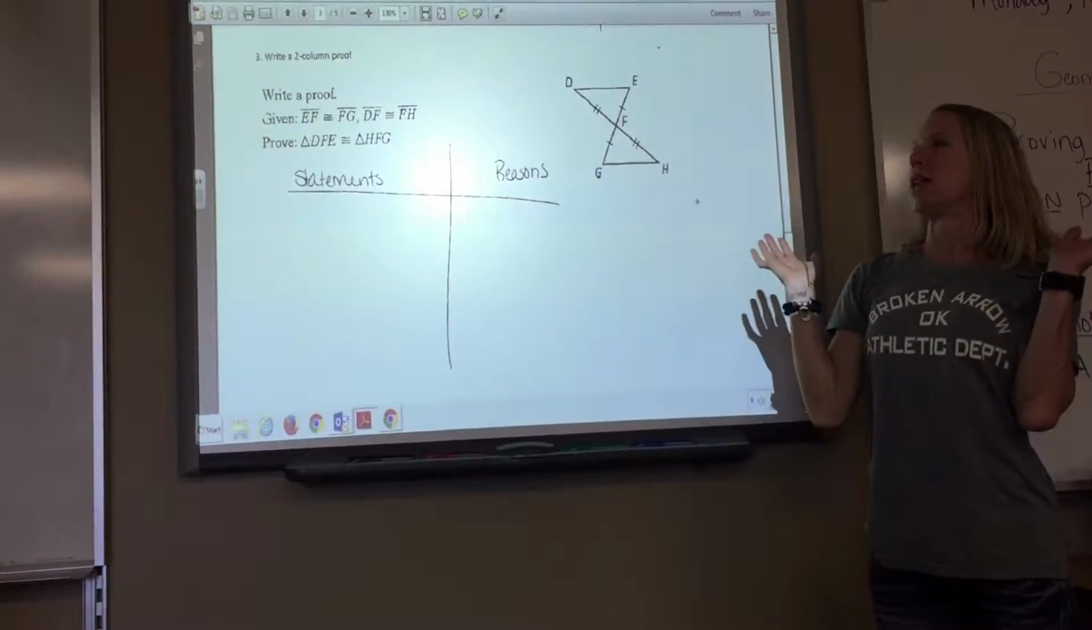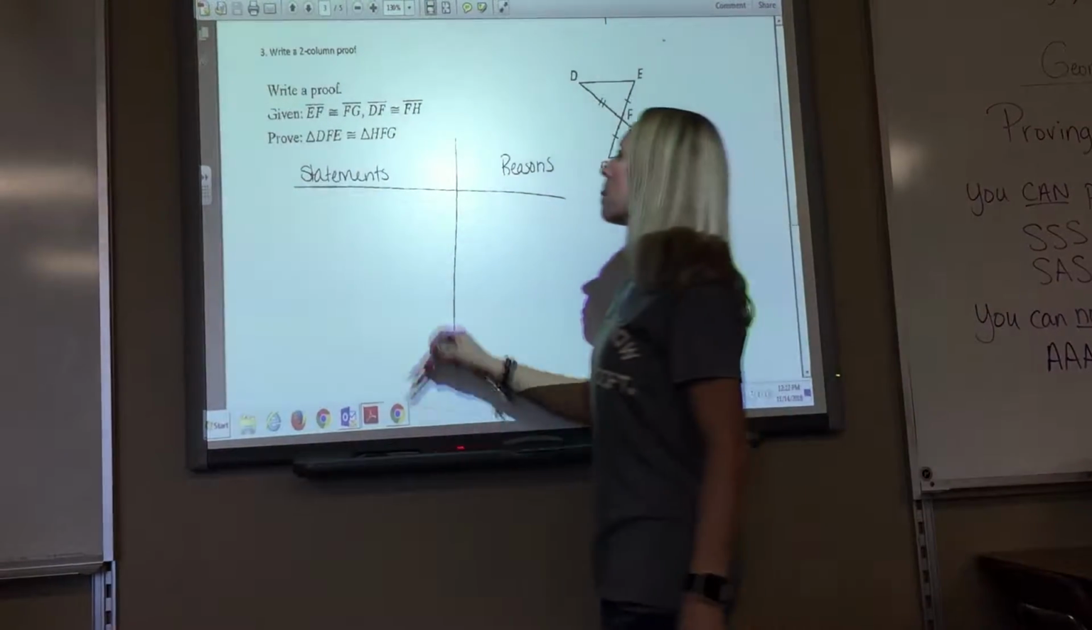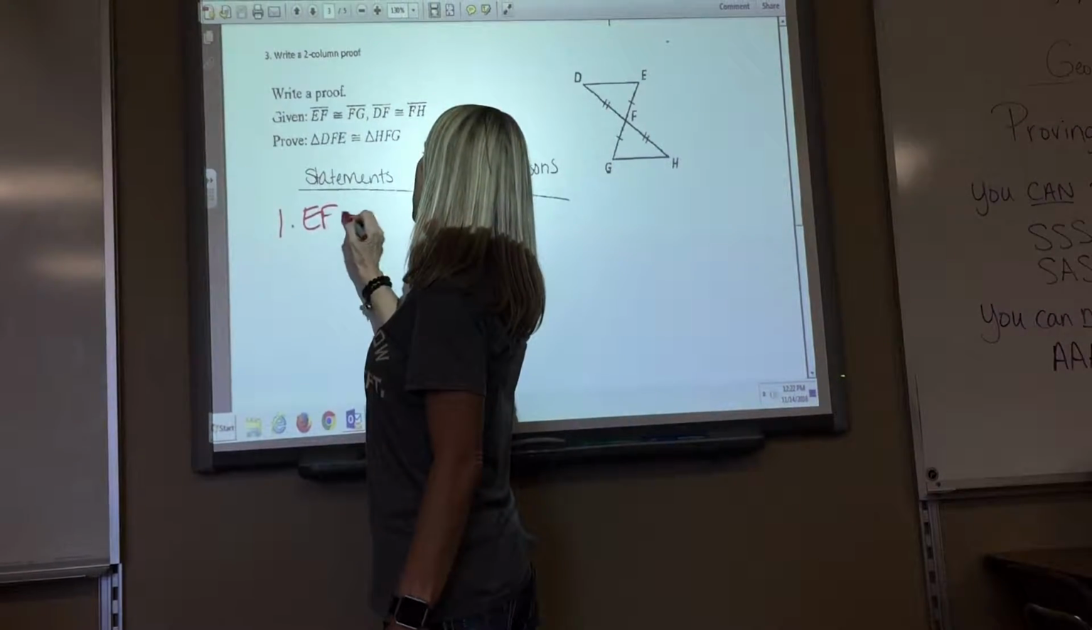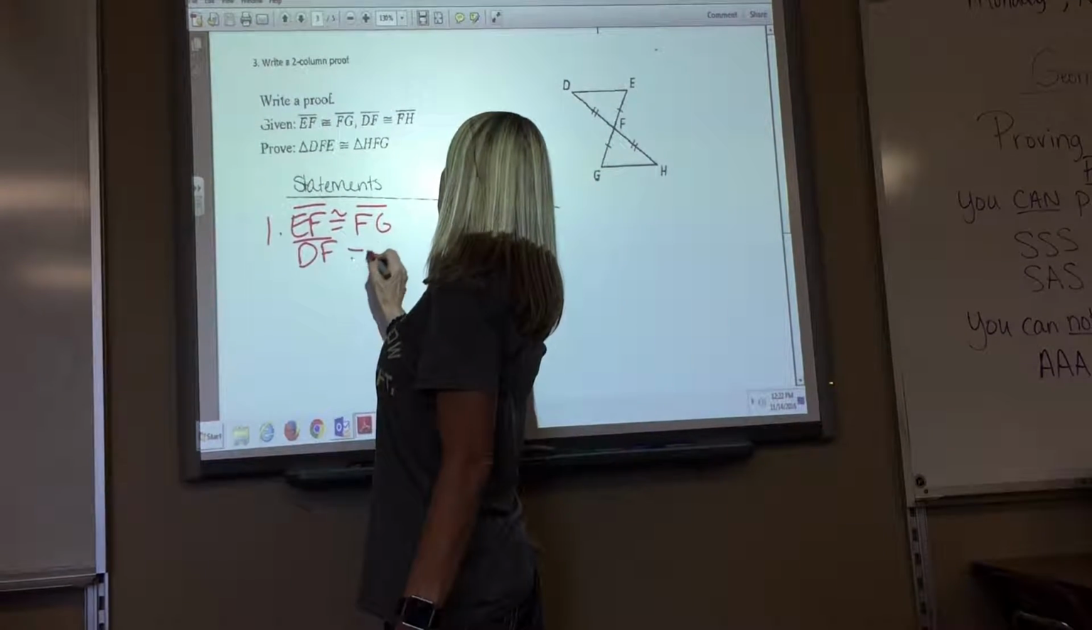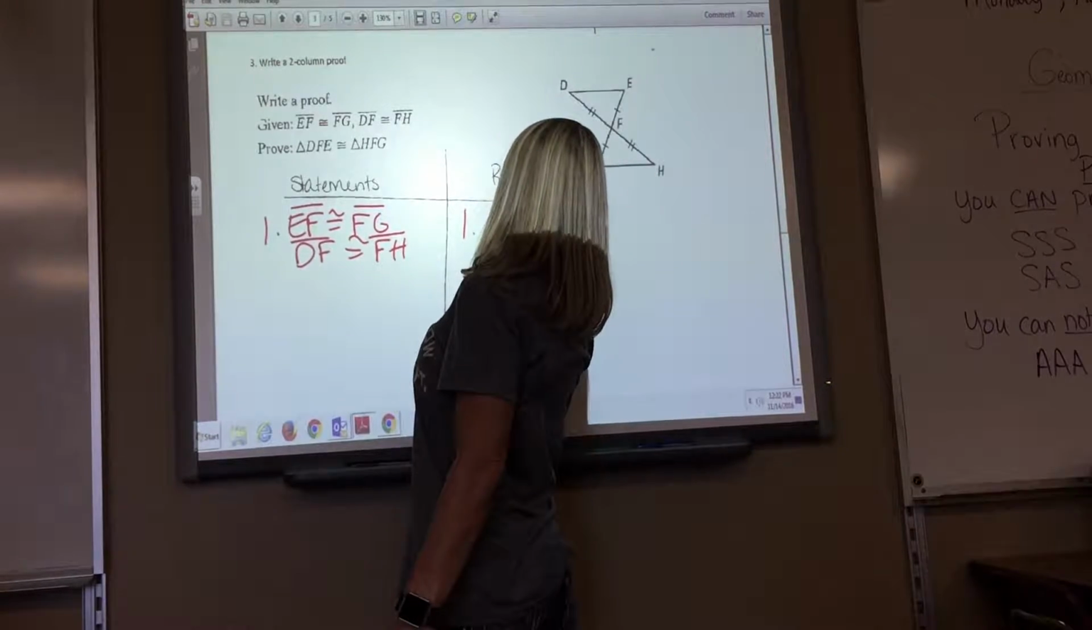So first of all, though, what's step 1? Given. Okay. So I'm going to copy my given. EF congruent to FG. DF congruent to FH. Given.